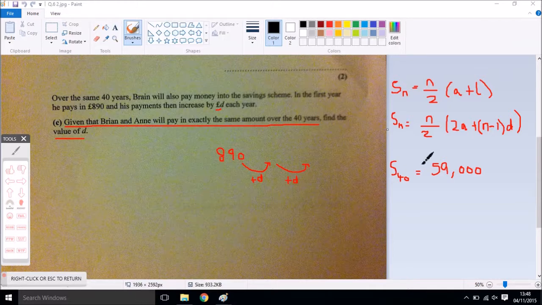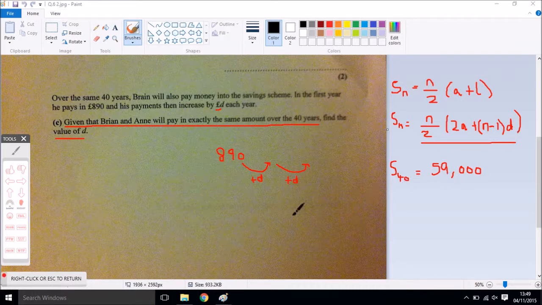So obviously what would you have to use here? We would have to use this formula here, because this has d in it. This version doesn't contain d. The only way to find something is that particular variable or letter has to be in the formula, because that is the unknown and you should have everything else. And if you look at this version here, which I've underlined, we do have everything else. n is going to be 40 because it's the 40th term. a, we know for Brian is 890 because they've told us the first term. d is what we're trying to find, but we know that S40 is equal to 59,000.